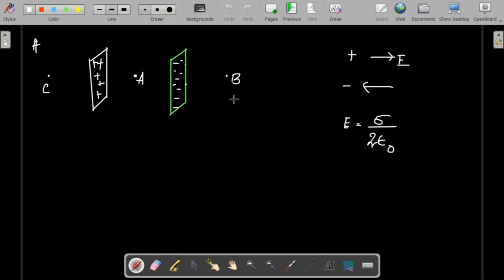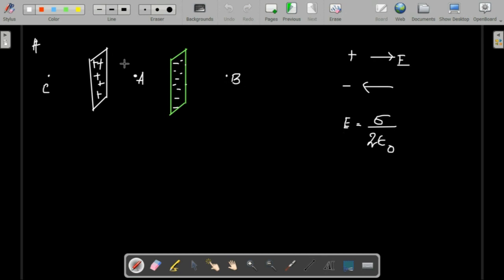Let's do it anyway. So we have to find out what is the electric field at these three points. This is actually a bit logical. The first thing we have to understand is that whenever we are talking about a positive charge or a positively charged plate, the electric field will be away from the plate. If it's negative, it will be towards the plate.